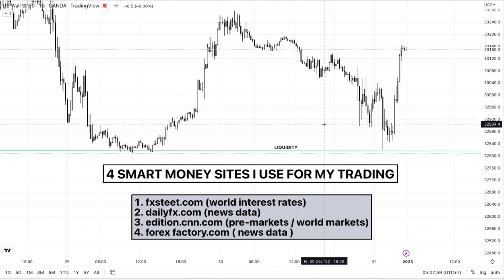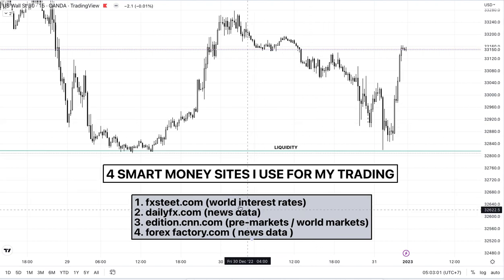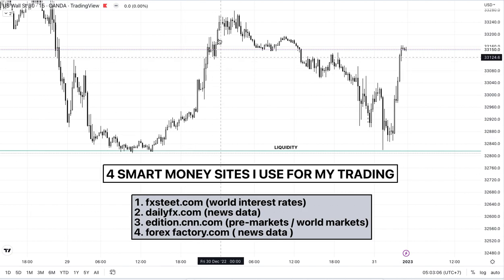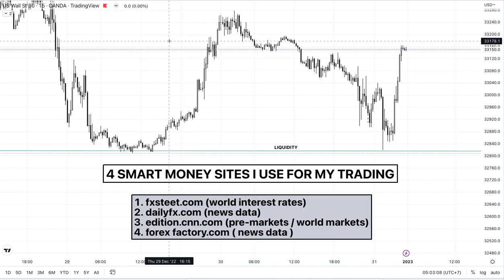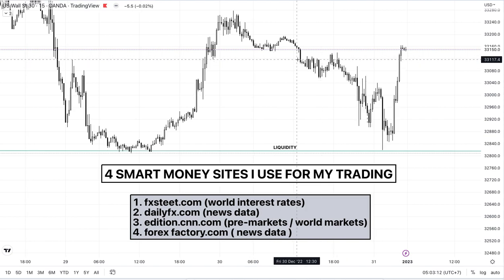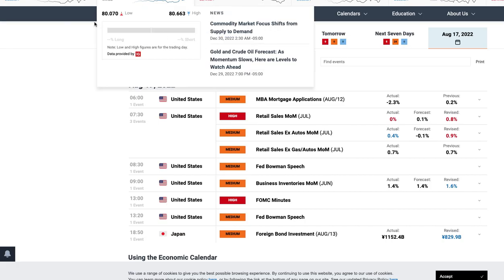So the next smart money site that I use for my trading is dailyfx.com. I use that for my news data, so I can see news that comes out that's going to be affecting my trades and the whole market structure that I'm going to be looking at. And so what this site looks like is here.